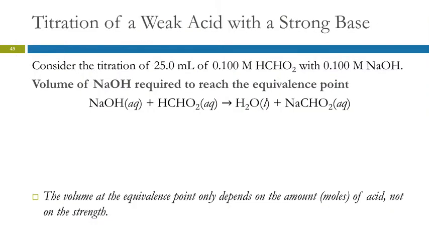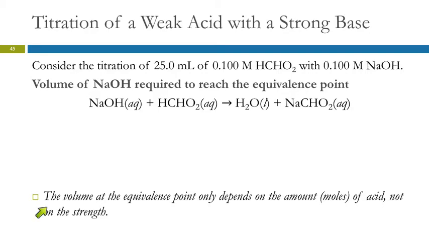Okay, so let's look at a weak acid with a strong base. Same concentrations here, same amount to start with. So sodium hydroxide and this formic acid, how much sodium hydroxide do we need to reach the equivalence point? Somebody be brave. It'd be the same amount, 25.